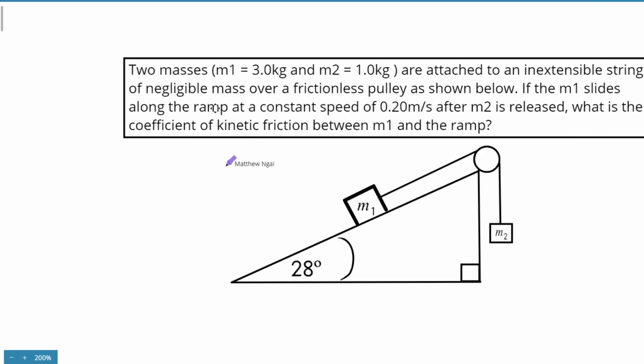So I was having trouble with this question here, and I wanted to solve it. So I asked my friend Matthew Ngai for help to solve it.